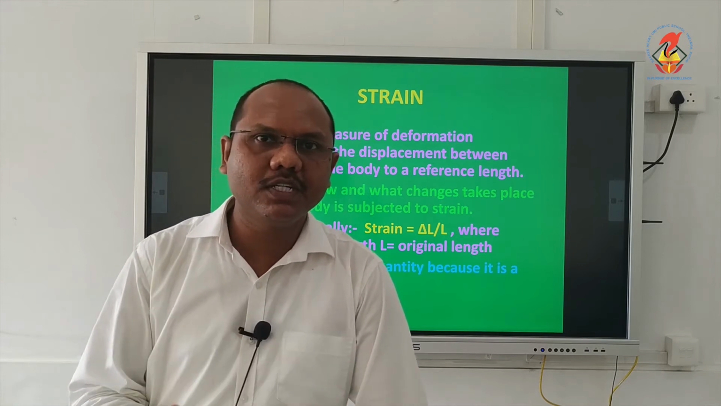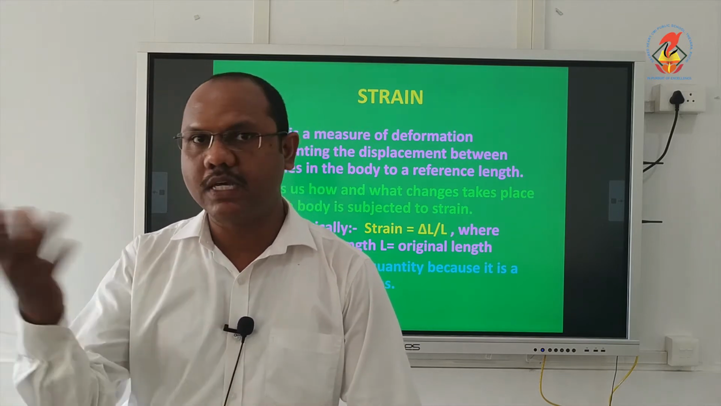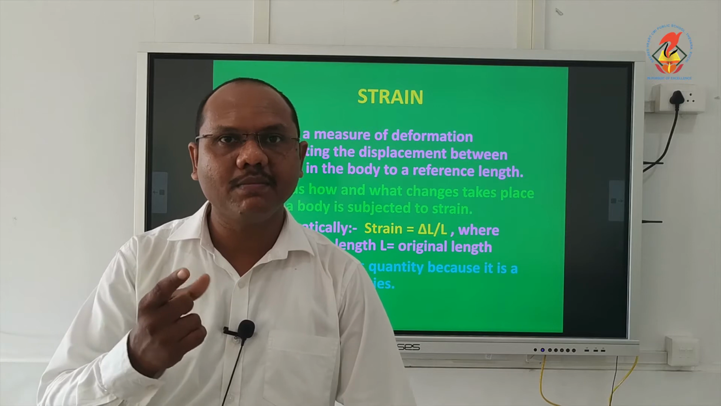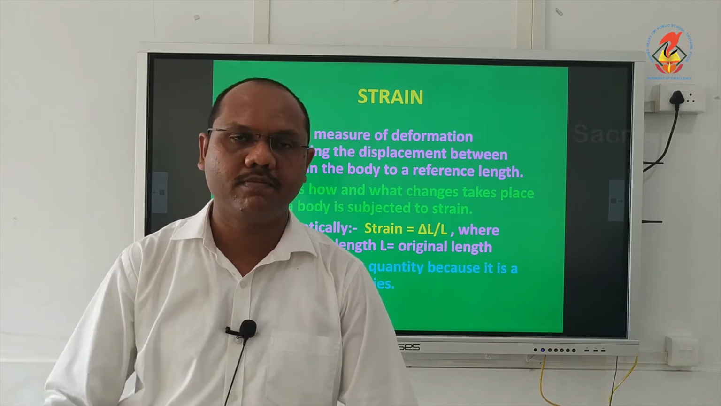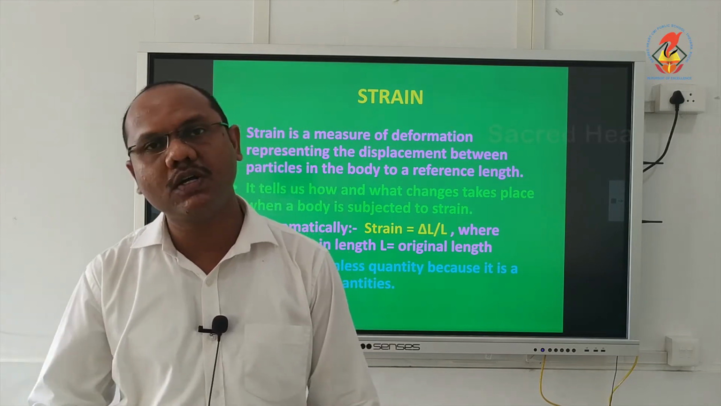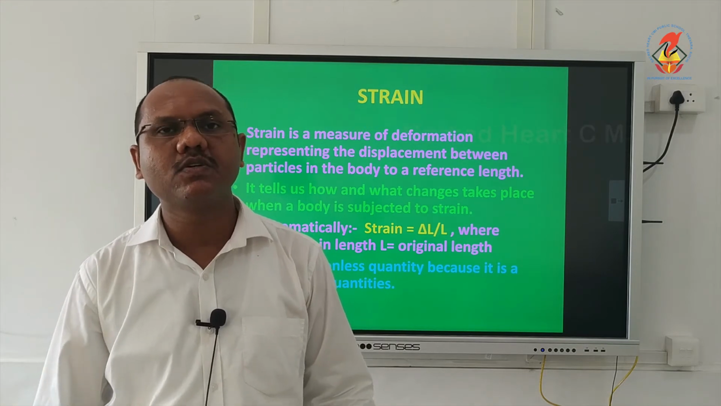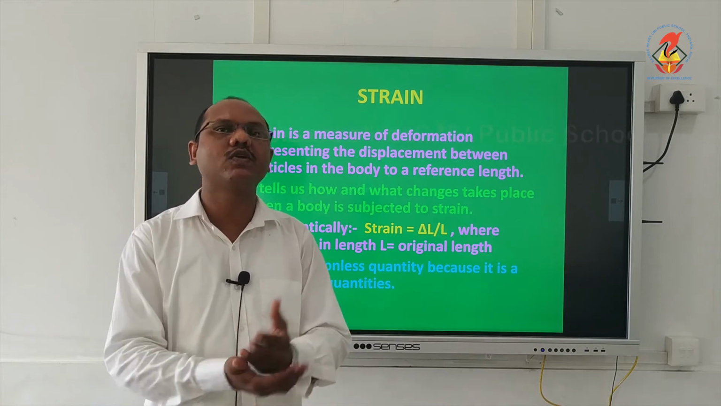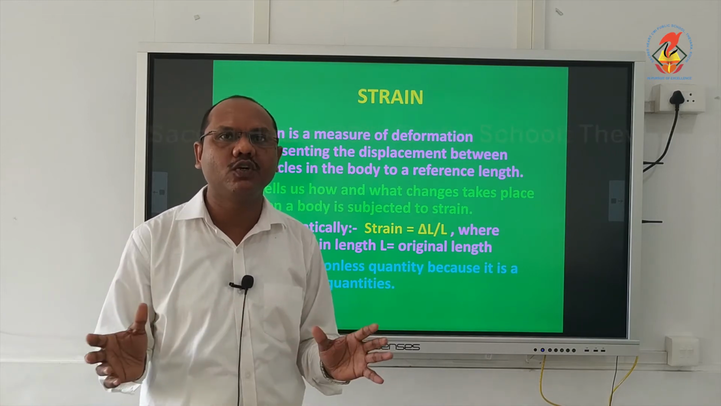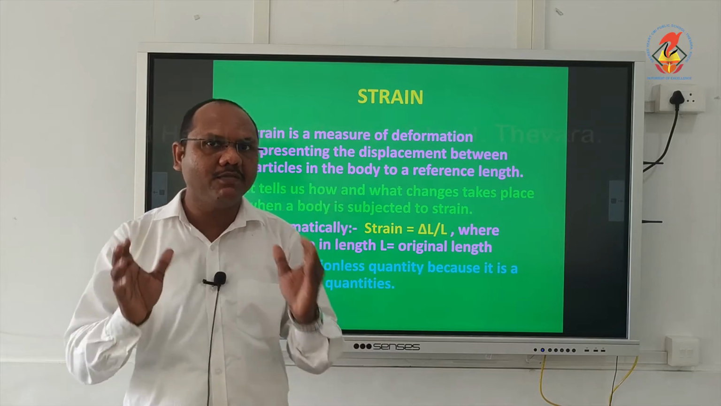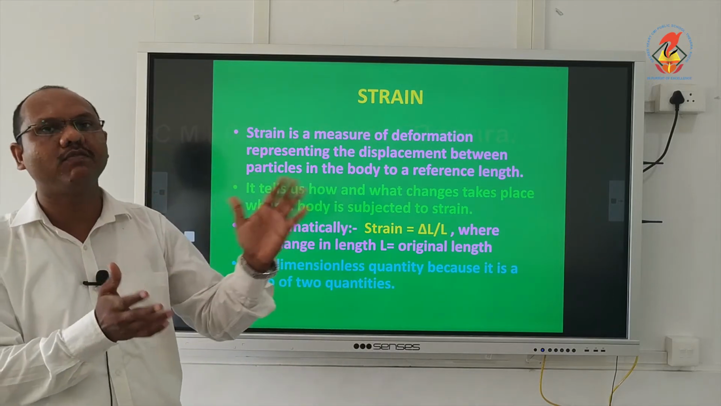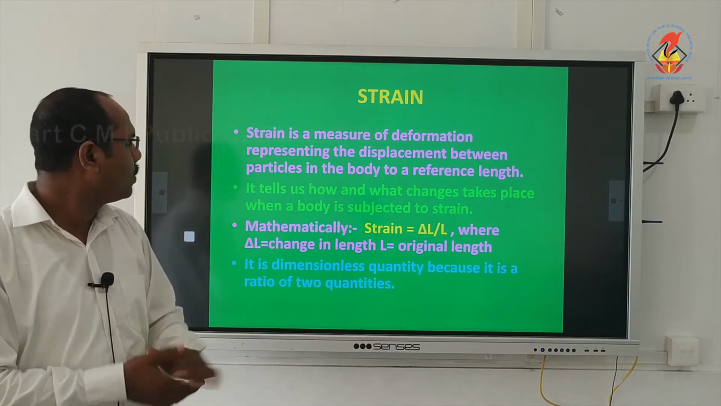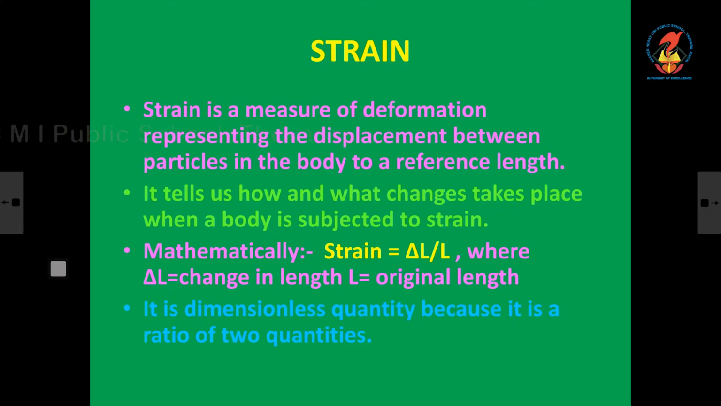When I mean dimension, it can be change in the length or change in the volume. So, change in configuration to the original configuration, that ratio is called strain. That will give the measure of the deformation. It tells us what changes are taking place when a body is subjected to strain.